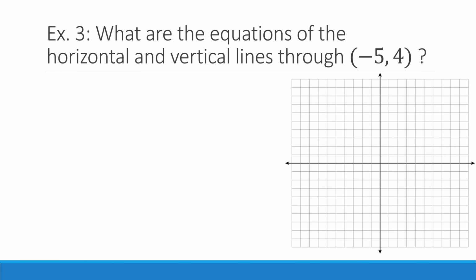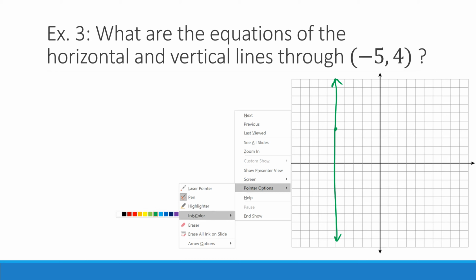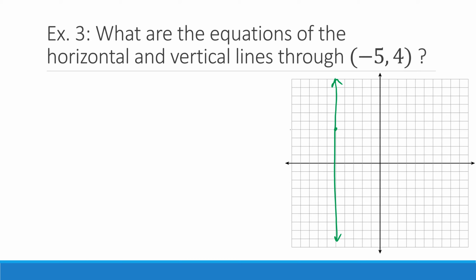There's just one semi-unrelated example I need to do with you, and that is this. What are the equations of the horizontal and the vertical lines through (-5, 4)? So let's plot this point. Over -5, up 4. I'll do the vertical line in green because green is trees and they grow tall. I will do the horizontal line in purple because purple people are dead and they are lying on the ground.